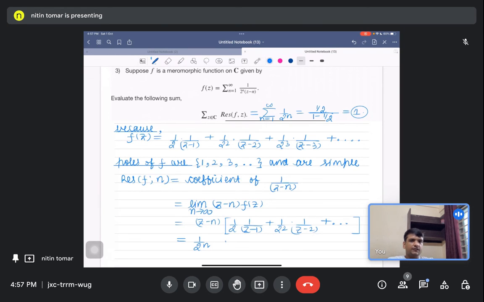Because it is an infinite sum. Anyhow, that argument will be valid because the series 1 upon 2n converges. So I think I'll finish here. If you have any doubt, please ask.